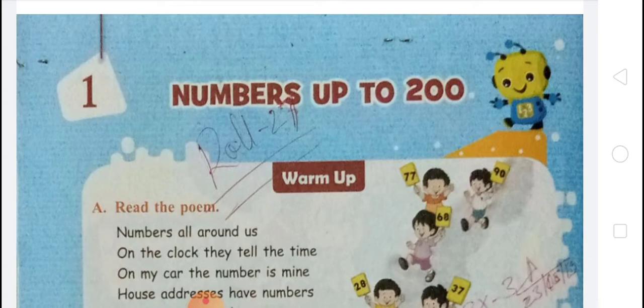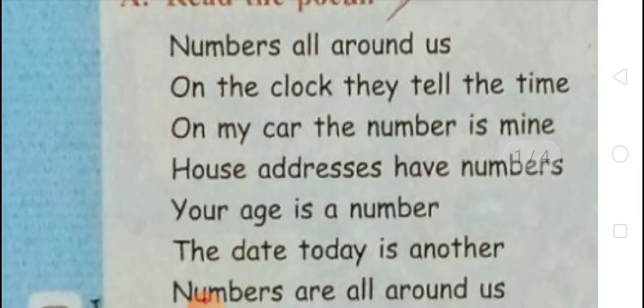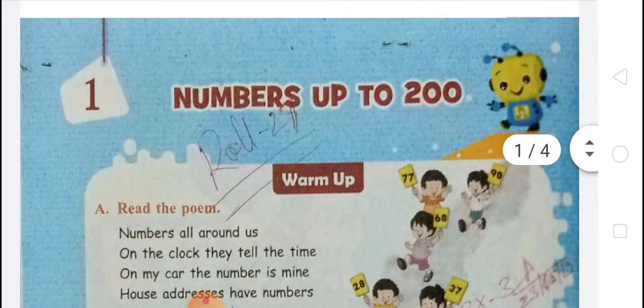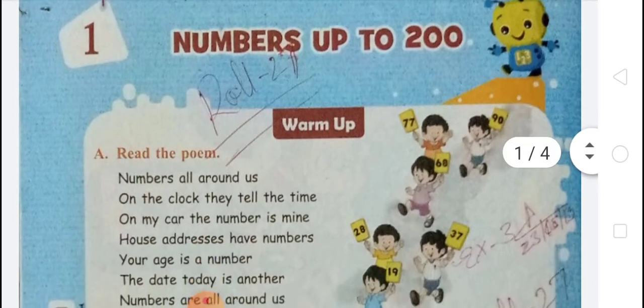Today our topic is numbers up to 200. In class 2nd, we have to learn numbers up to 200. After that, reading numbers, and then place value and expanded form of numbers, comparing numbers, and after that ordering numbers. The common topic is numbers up to 200.